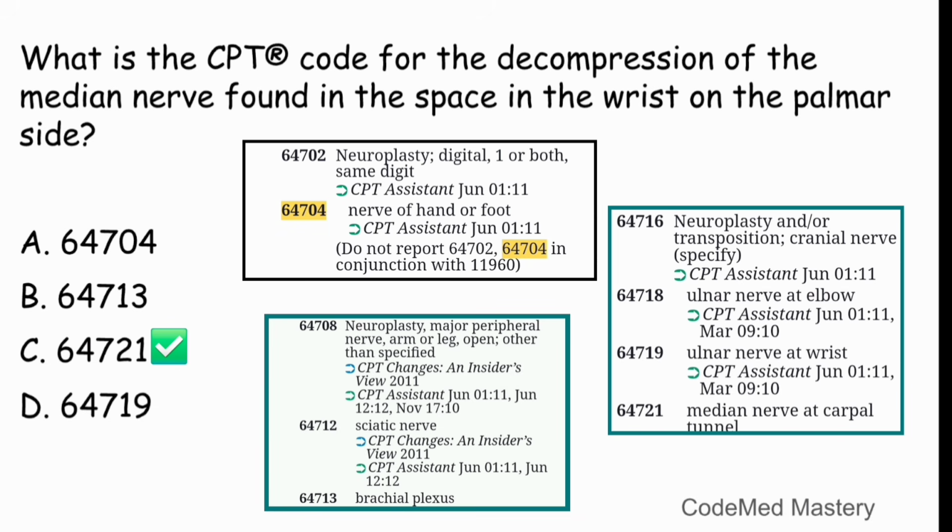64704 is wrong because it is for neuroplasty nerve of hand or foot, but it is not for the median nerve in the wrist. Therefore, eliminate option A. And option B, 64713 is for neuroplasty of brachial plexus. That is also wrong. Next, 64719 in option D is wrong because it is for ulnar nerve at wrist. But we have to code for median nerve. Therefore, the right answer is option C. Next question.